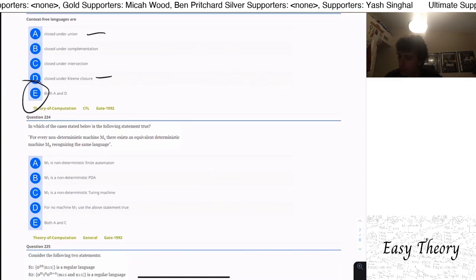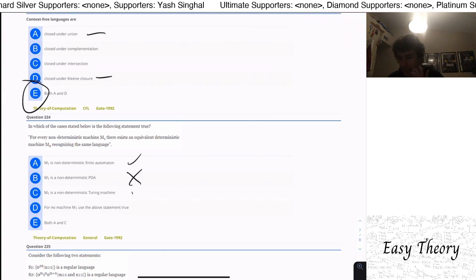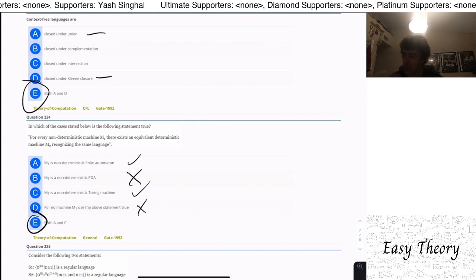Which of the cases stated below is the following statement true? For every non-deterministic machine, there's an equivalent deterministic one. That one's true. Not for PDAs. It is for Turing machines. Okay, I'm not sure why that's there. So E is true.